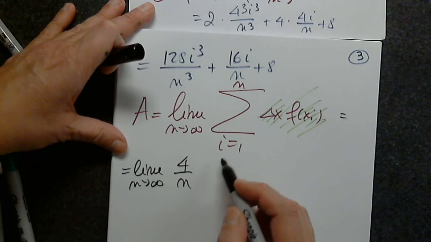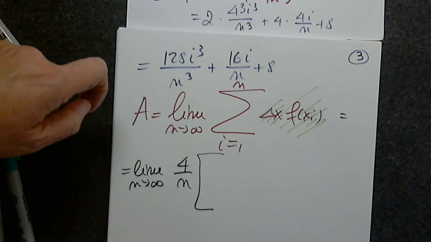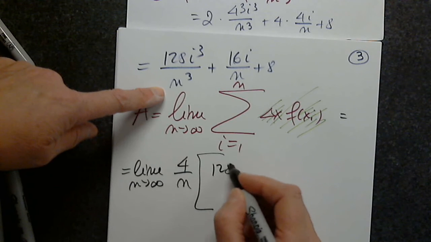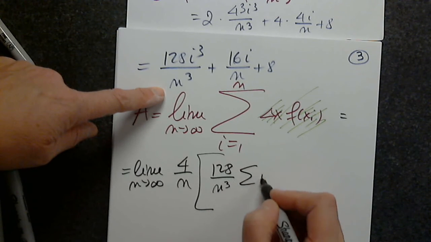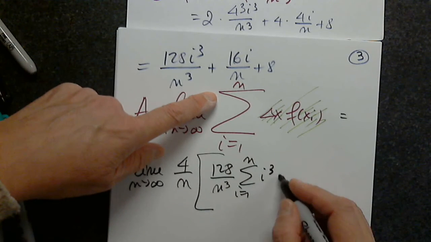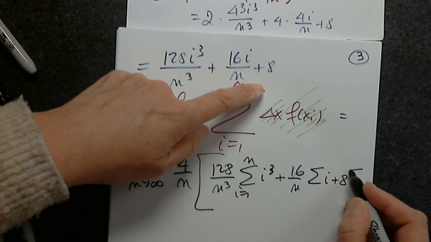If I want to, I don't have to. Please tell me if you're not comfortable. So the sum of this brings 128 over n cubed, the sum of i cubed, and then plus 16 over n, the sum of i, plus 8, the sum of 1.